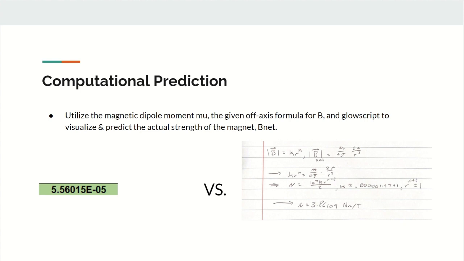We're also going to utilize the given off-axis formula for magnetic strength, and then we're also going to use GlowScript to visualize and predict that strength of the magnet. As you can see, the quantity on the left is the magnetic field produced by our magnet in reality, and our prediction method is going to need to utilize this quick arithmetic to find mu. And we're going to actually use this mu in our computational prediction.